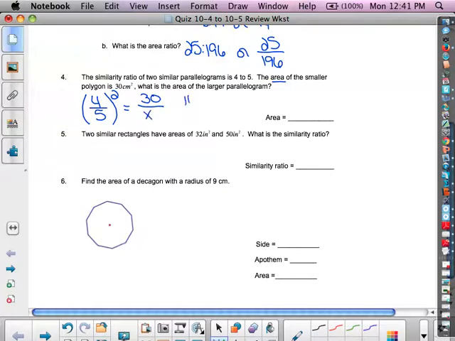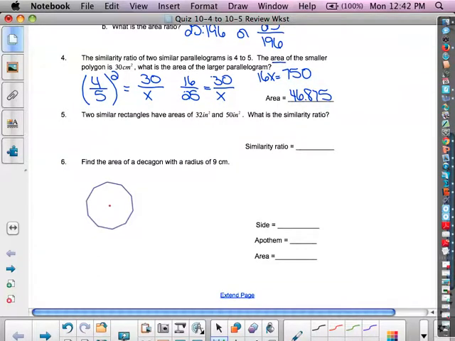So this becomes 16 over 25 is equal to 30 over x. So you'll get 16x is equal to 750. So x, the area, would be equal to 46.875.